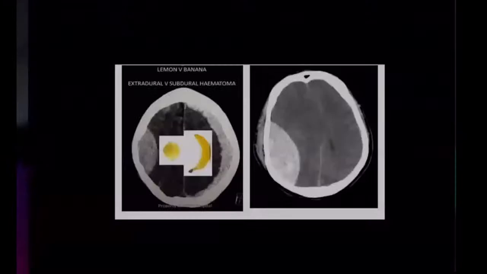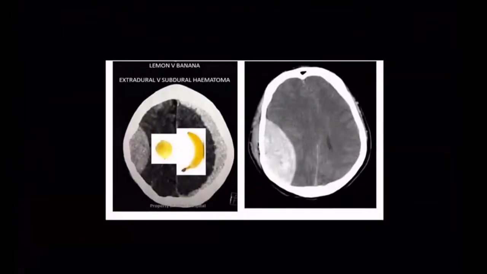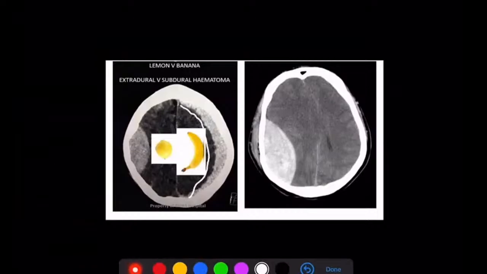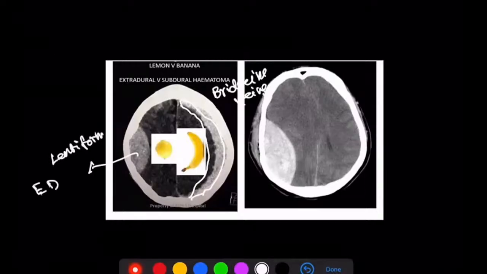So here we have the extradural and the subdural hematoma. On the left side, you can see a lemon shaped or lens, lentiform shaped appearance. That is your extradural hemorrhage. And on the same image, on the other side, you can see the crescent. So crescentic is seen with subdural hemorrhage and the involved vessel is bridging veins, and the lentiform appearance is from EDH. So this is extradural and subdural hemorrhage.